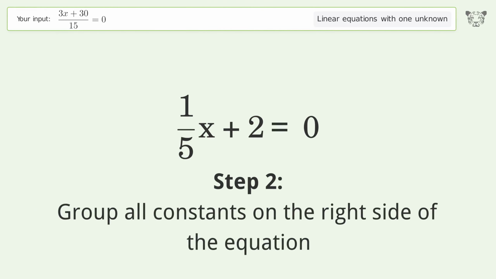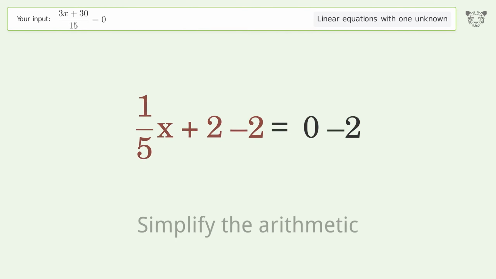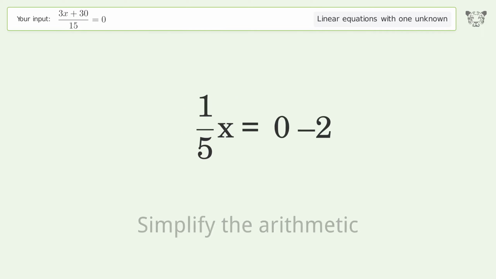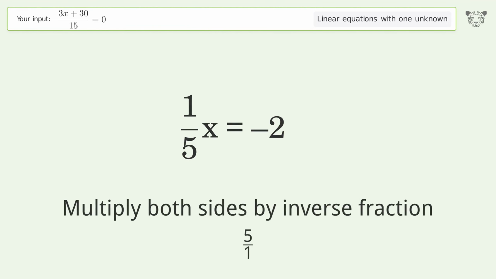Group all constants on the right side of the equation. Subtract 2 from both sides. Simplify the arithmetic. Isolate the p. Multiply both sides by inverse fraction 5/1.